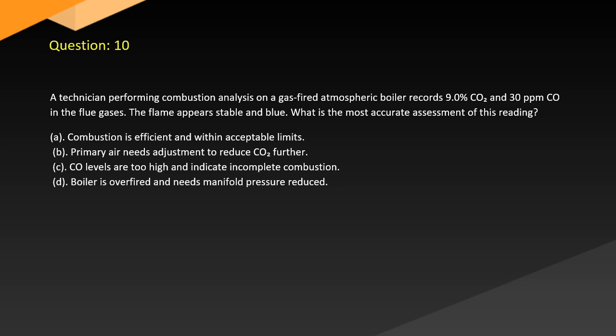Question 10. A technician performing combustion analysis on a gas-fired atmospheric boiler records 9.0% CO2 and 30 ppm CO in the flue gases. The flame appears stable and blue. What is the most accurate assessment of this reading? A. Combustion is efficient and within acceptable limits. B. Primary air needs adjustment to reduce CO further. C. CO levels are too high and indicate incomplete combustion. D. Boiler is overfired and needs manifold pressure reduced.